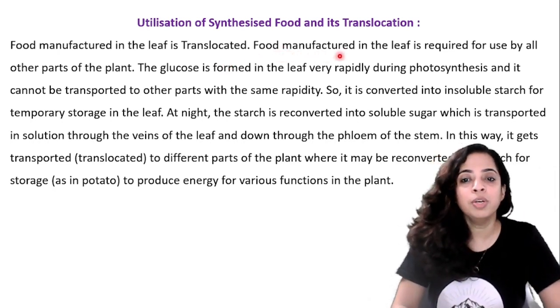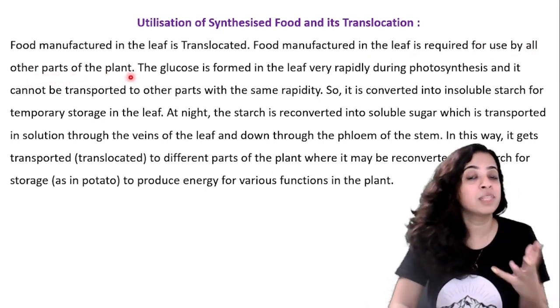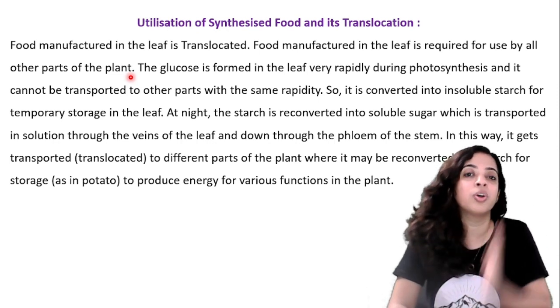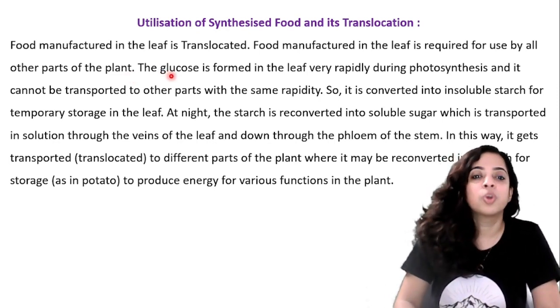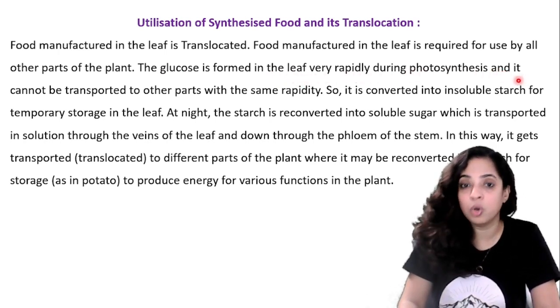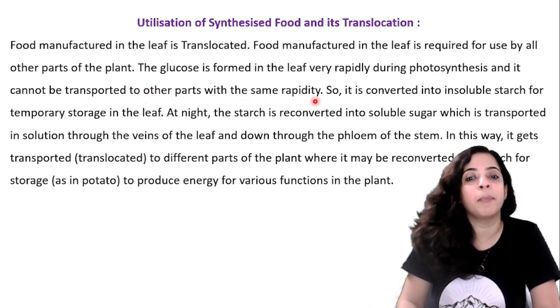Now food manufactured in the leaf is required for use by all the other parts of the plant as well. So where is food produced? Leaf. But all the other parts of the plant also need this food for their growth. So glucose is formed in the leaf very rapidly during photosynthesis, we all know, and it cannot be transported to other parts with the same rapidity.